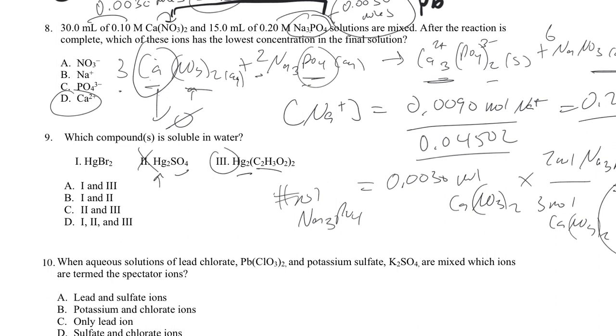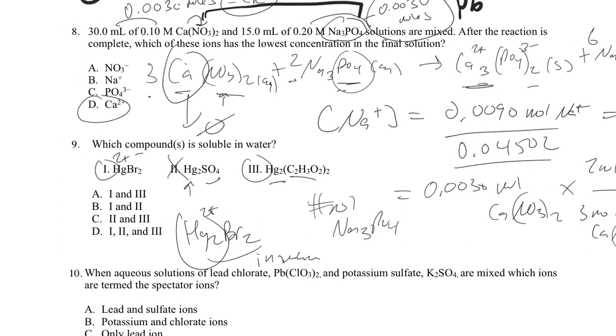And then compound 1 is the trick question, right? Because if we had Hg2Br2, this would be insoluble, because that's one of the exceptions. Hg2 2+ is the exception, but not Hg2+. Hg2+ with bromide is not one of the listed exceptions for bromide. So bromides, chlorides, and iodides are mostly soluble. This would fit into the category of being a soluble compound. And so 1 and 3 are soluble.